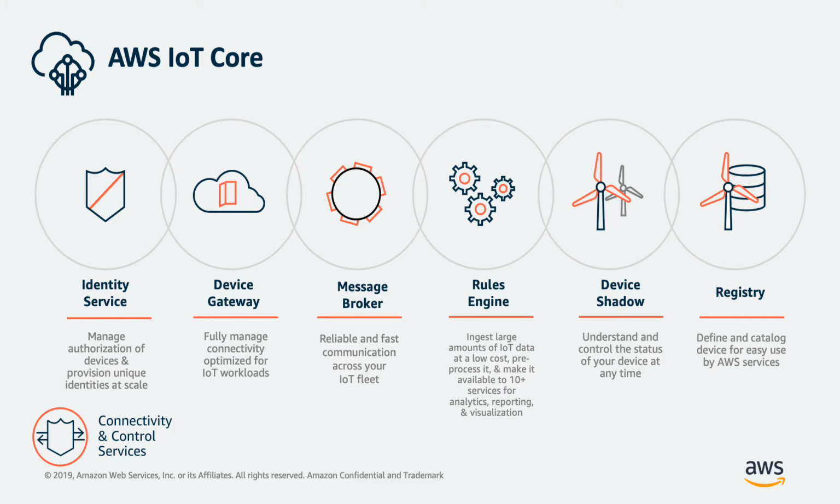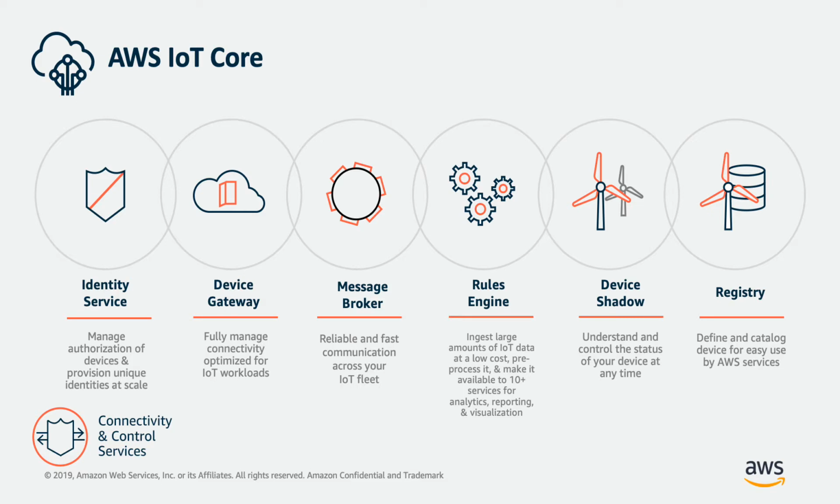The components of AWS IoT include the identity service, which provides authentication and authorization, a device gateway to securely connect devices to the AWS cloud and other devices at scale. There's a message broker, which processes and routes data messages to the cloud. There's a rules engine, which can trigger actions on your device. That means it is capable of filtering, transforming, and even forwarding device messages as they are received by the device gateway.